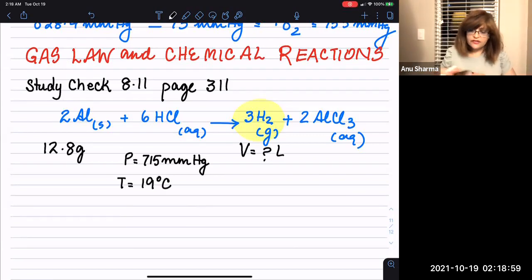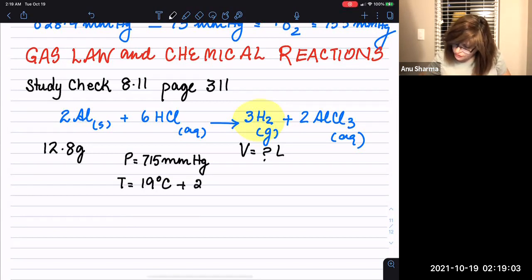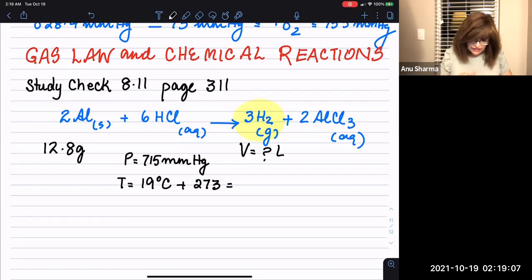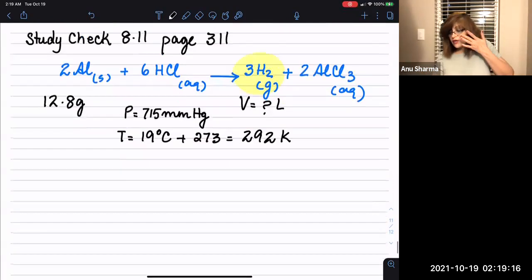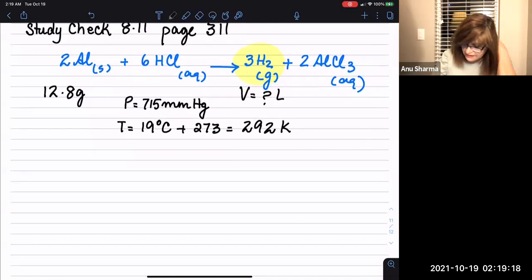So by default, convert the 19 degrees Celsius to Kelvin, so 273. Just don't forget that part. 273 plus 19, and that gives you 292 K. Okay, so there are two steps in this problem.